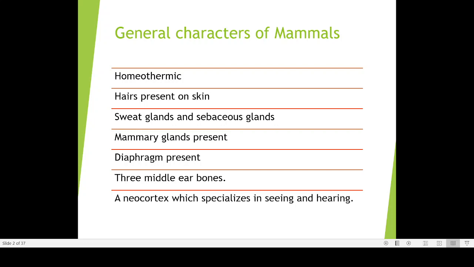Homeothermic. The meaning of the word homeo means similar or same or steady, and thermic means temperature. So if you take a mammal, they have a constant body temperature. In our case, our body temperature is around 38 degrees centigrade. In Fahrenheit, we call it 98.4 degrees Fahrenheit.